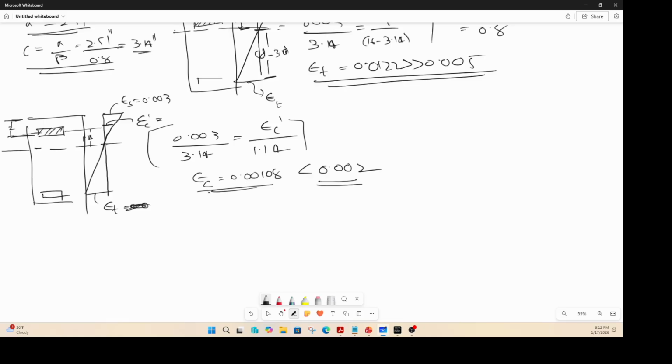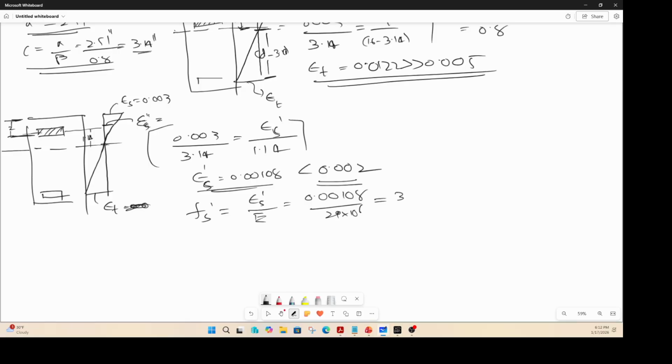Since the compression steel has not yielded, that means the stress in compression steel, fs prime, is just strain in compression steel, epsilon s prime, times your Young's modulus. So you take that value 0.00108 times 29 times 10 power 6. You get your stress in steel as 31.58 ksi. So notice that this is way less than 60 ksi.